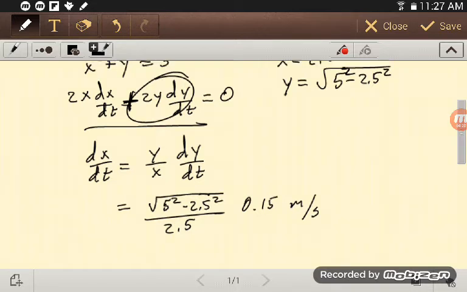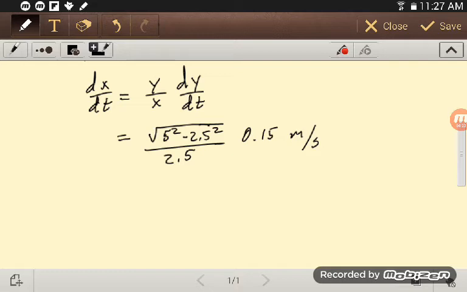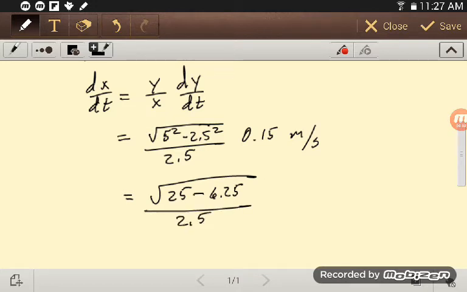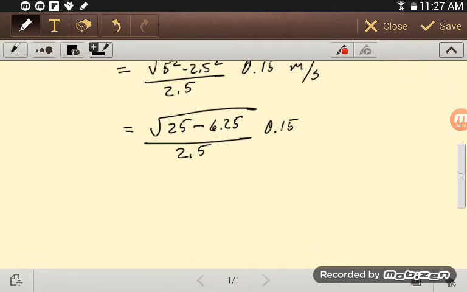Now, that doesn't help me greatly. So we could multiply everything out here, right? This is the square root of 25 minus 6.25, I believe, all over 2.5 times 0.15. So we get the square root of 18.75 all over 2.5 times 0.15, and these are meters per second.